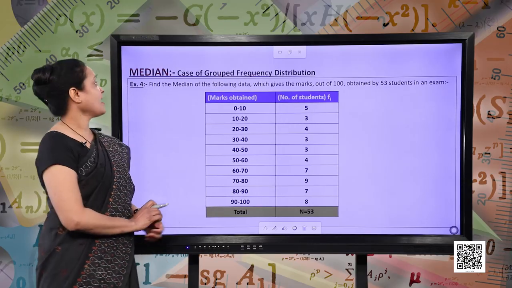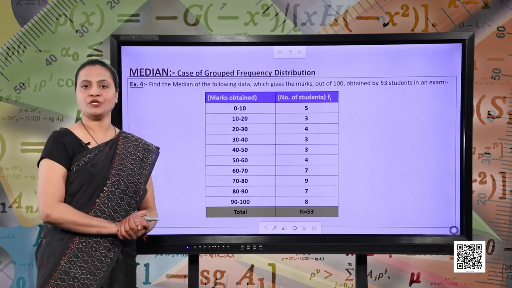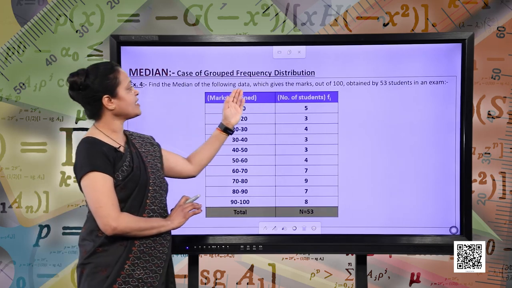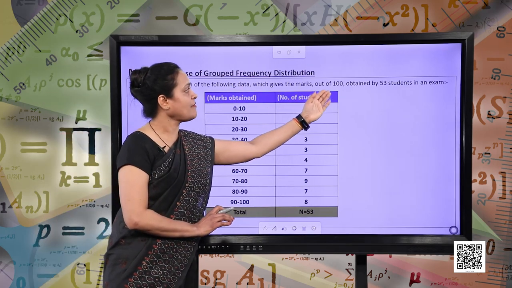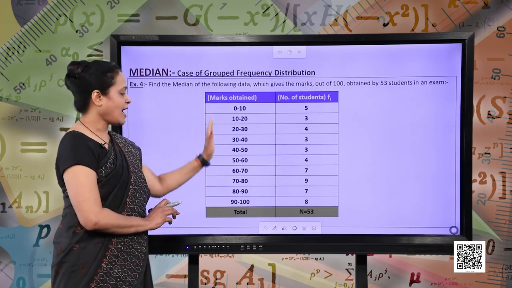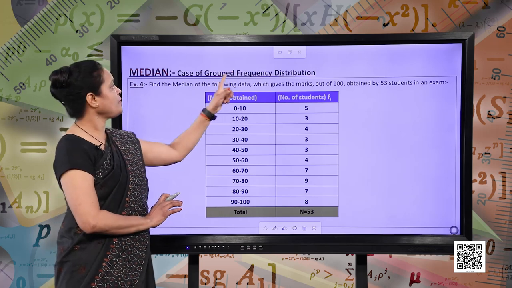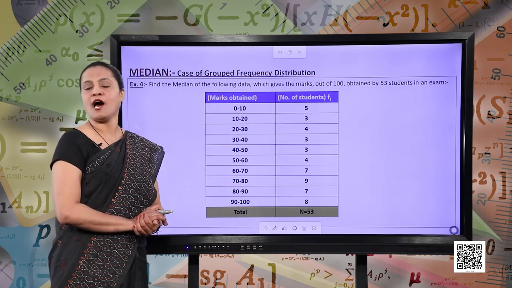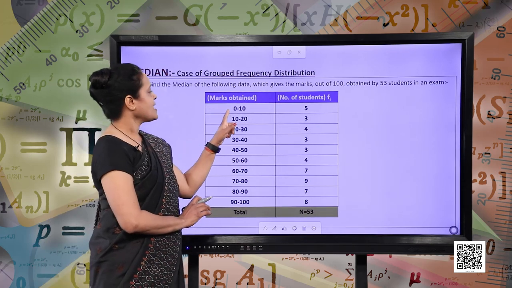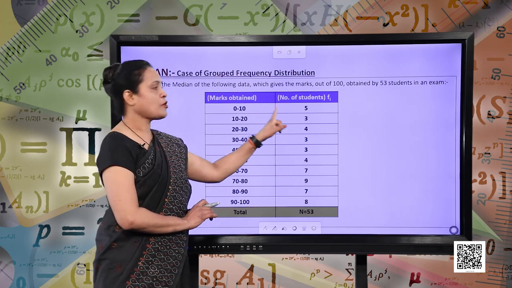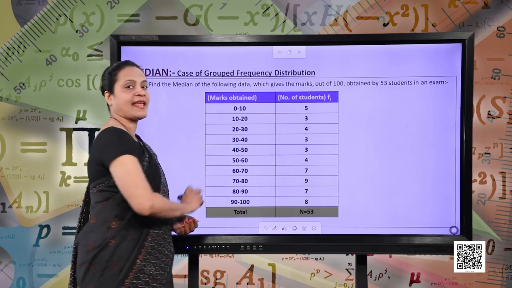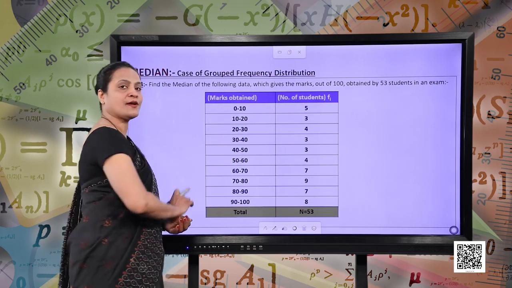Now, let us see a case of grouped frequency distribution. The question is, find the median of the following data which gives the marks out of 100 obtained by 53 students. The data is given in the form of a grouped frequency distribution. Let us see how we can find the median in such cases. You are given that from 0 to 10, marks are obtained by 5 students. Remember that here 10 is excluded but 0 is included.